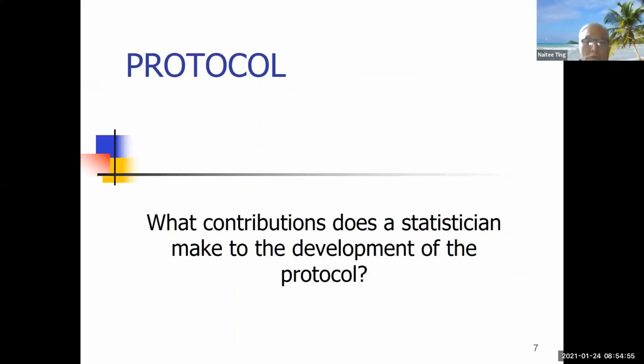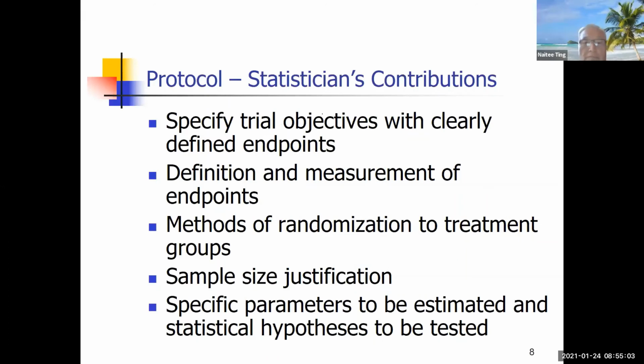So let's get more details into protocol, all right? What contributions does the statistician make to the development of the protocol? All right. Understanding the objective. This is absolutely critical, important, all right? Specify trial objectives with clearly defined endpoints, all right? We have to understand the objective. We have to have a very clear understanding of the objective.